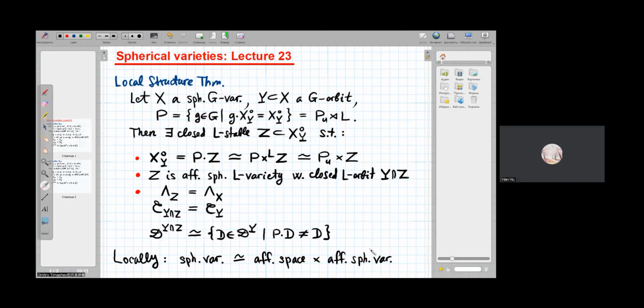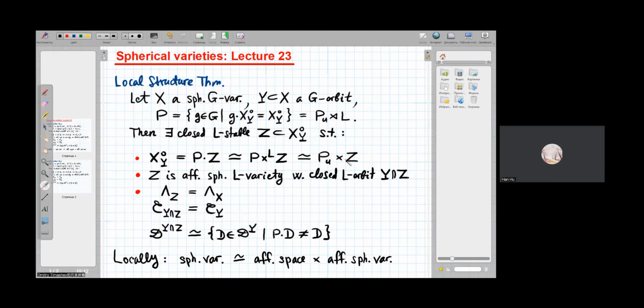Professor, sorry. Yes. So how do we prove this is normal last class? I think that this question was already asked at the previous lecture. So the normality is explained very easily because X is normal by definition. It is a spherical variety. And this open subset is also normal because it is an open subset in X. And since we have this kind of product decomposition, the first factor being just an affine space, since this guy is normal, this is also normal. Okay? So normality is not a problem here.